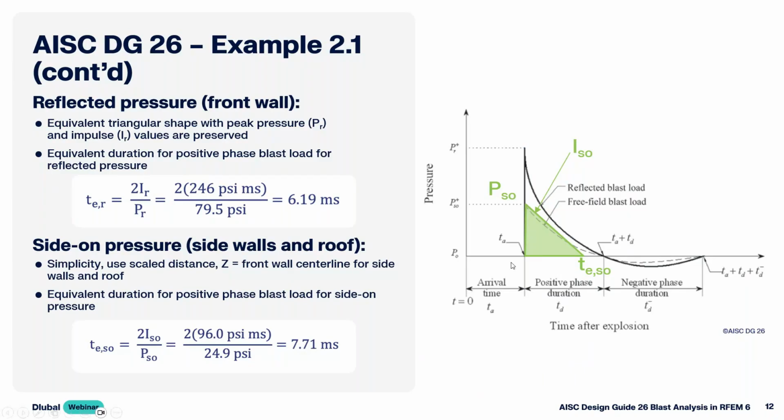So we have a similar triangular shape shown over on the right-hand side, but we would fully expect our pressures to be significantly lower. Our impulses will be lower as well. Again, we don't know this time duration. Well, we know P sub O and I sub O from the previous slide, Figure 2-15. We input them into this equation and we are calculating here our time duration of 7.71 milliseconds.